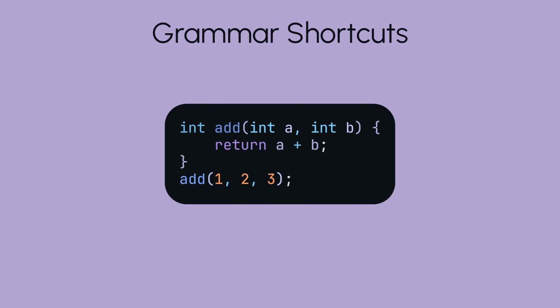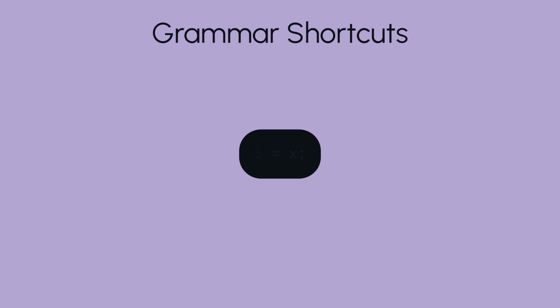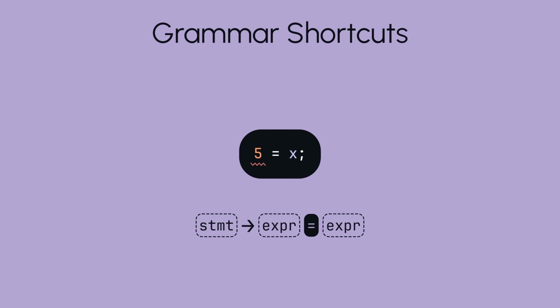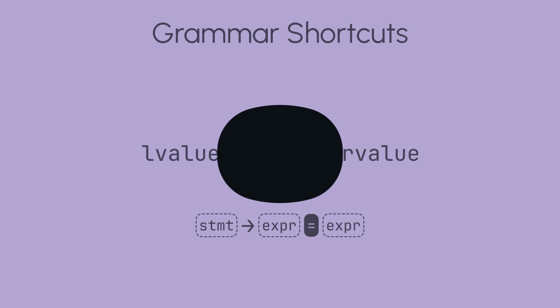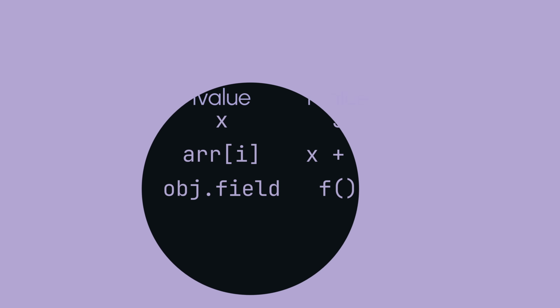Similarly, when you call a function, the number of arguments you pass should match what the function expects. Again, the grammar doesn't usually enforce that. It just says a function call is an identifier followed by a list of expressions in parentheses. Or consider an assignment like 5 equals x. The grammar typically just says an assignment is an expression followed by an equals sign followed by another expression. It doesn't distinguish between expressions you can assign to and expressions you can only read from. These are sometimes called L values and R values. The left side of an assignment has to be something like a variable or an array element, not a literal or a function call.